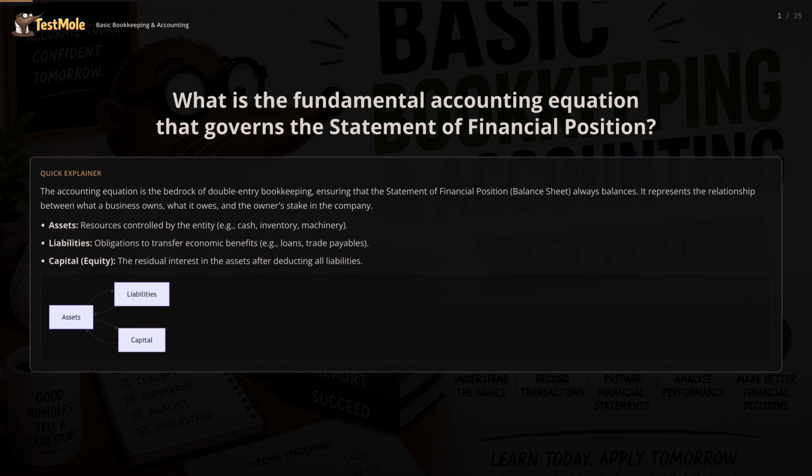Assets, resources controlled by the entity, e.g., cash, inventory, machinery. Liabilities, obligations to transfer economic benefits, e.g., loans, trade payables. Capital, equity, the residual interest in the assets after deducting all liabilities. Refer to the diagram on screen.